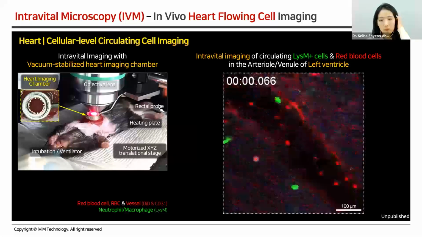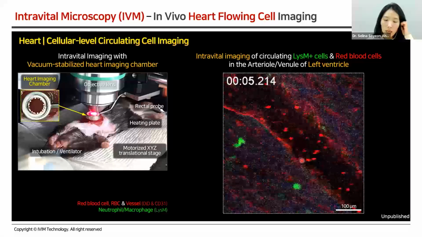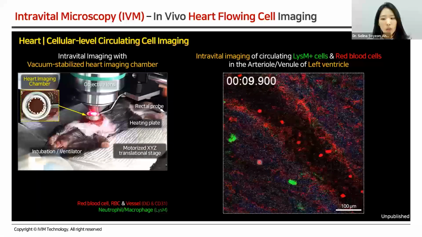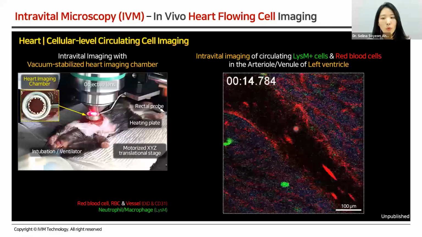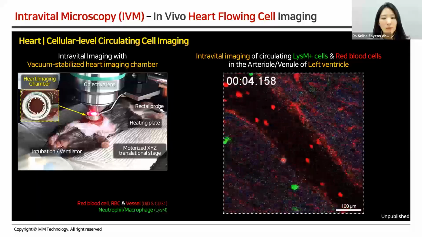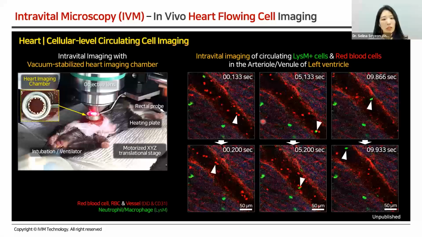In the magnified view, we can see these flowing red blood cell dynamics inside of the blood vessel of the heart. Actually, the heart is beating actively, but we've just stabilized a small portion of the heart. Then we can acquire this real-time video at the cell level. So we can monitor and track the flow of individual cells, single red blood cells, and also Lysin positive neutrophils inside of the heart tissue in the live animal model.